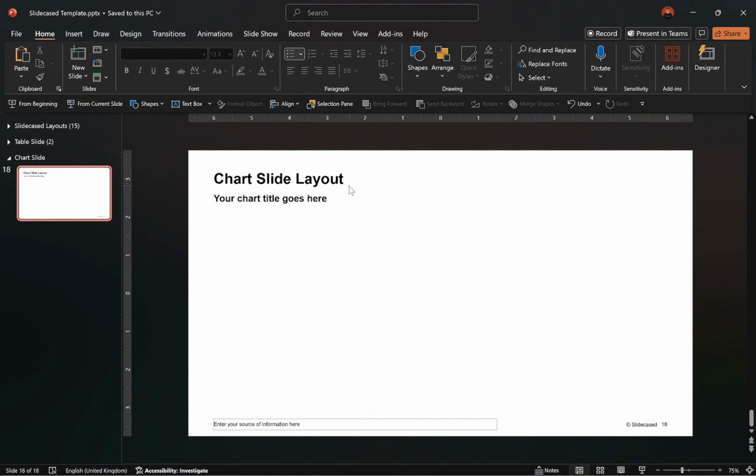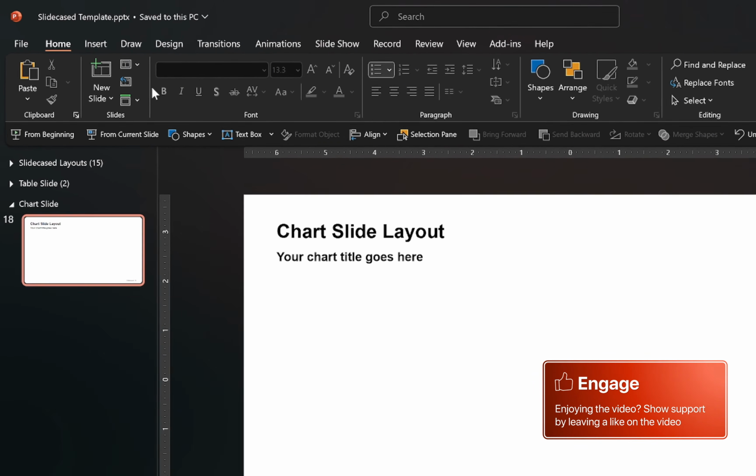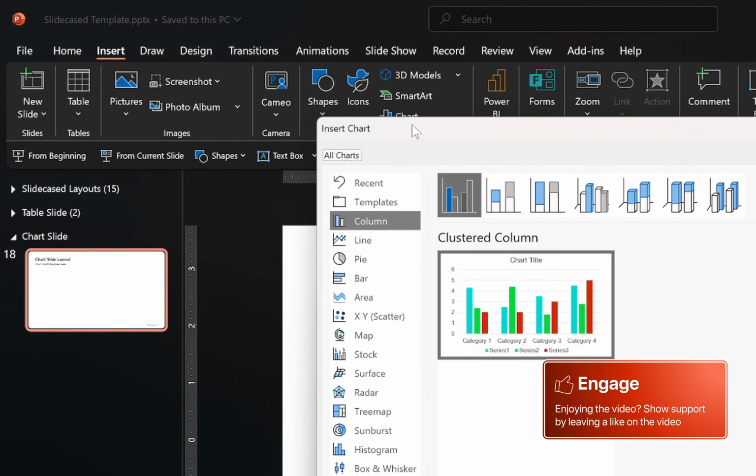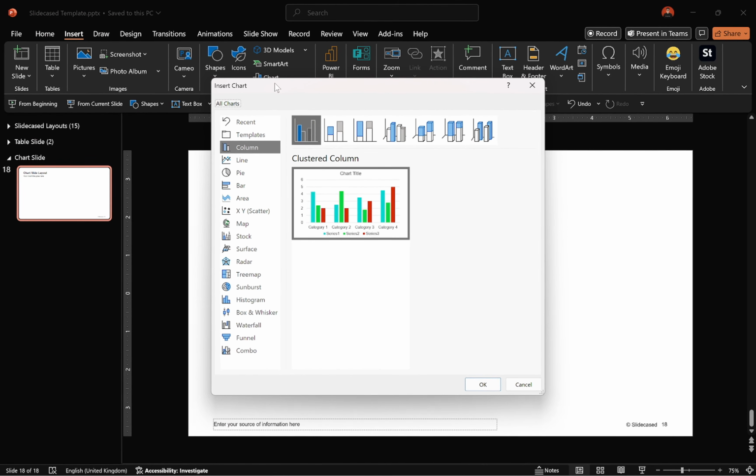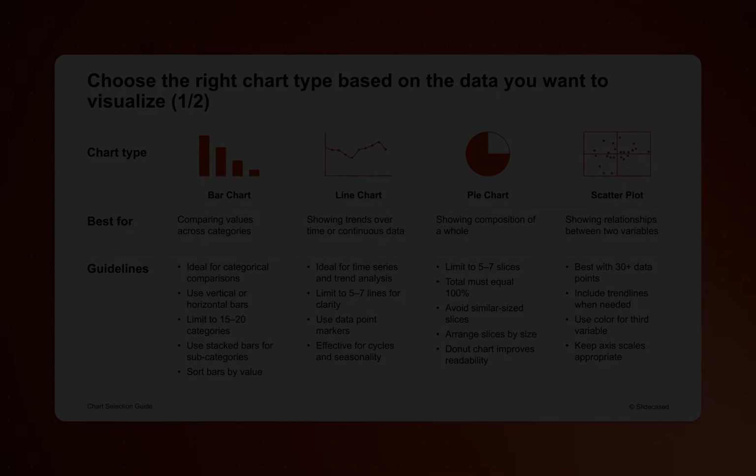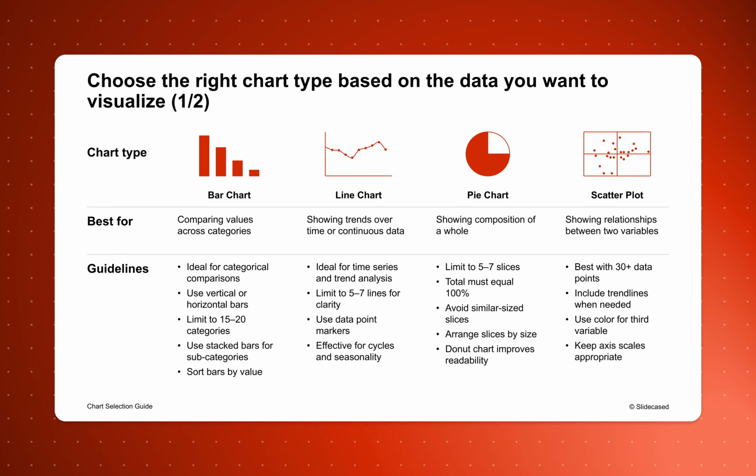Obviously, building a chart slide is pretty straightforward. Just go to the Insert tab, select Charts, and insert your preferred chart on the slide. Always remember to use the right chart to present your data. To assist with this, here's a quick guide I developed to ensure you're selecting the right chart for your data.